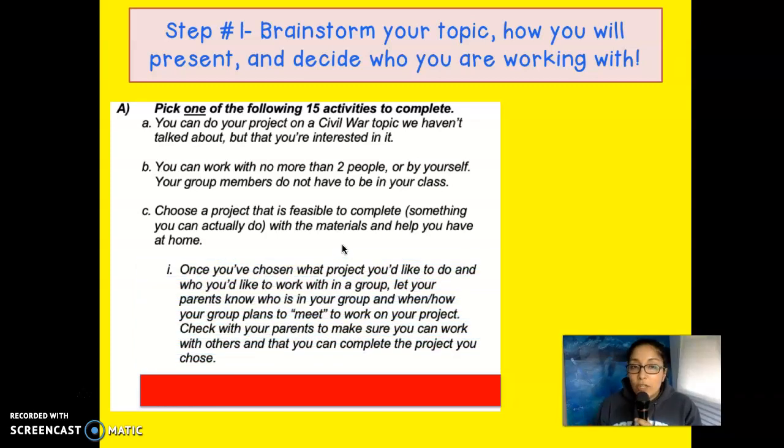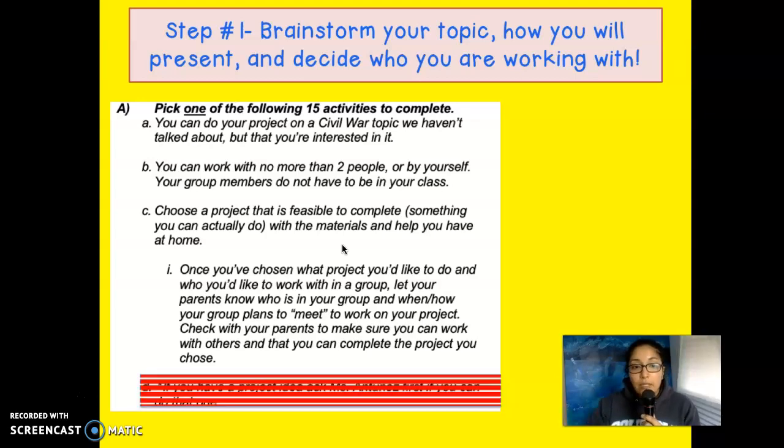Once you've chosen the project that you want to do, let your parents know who you want to be in your group with, if you want to do it with other people, so that you can decide together when and where you're going to meet, so that they know who you're talking to online, and so that they can help you in making sure that you get your project done.